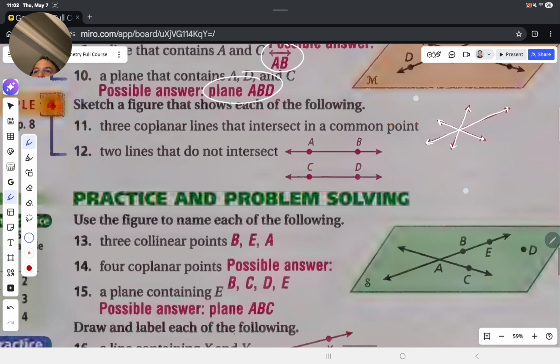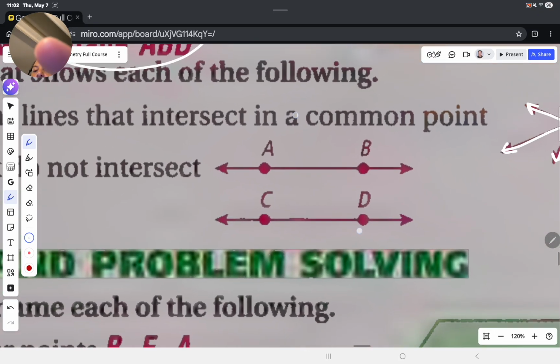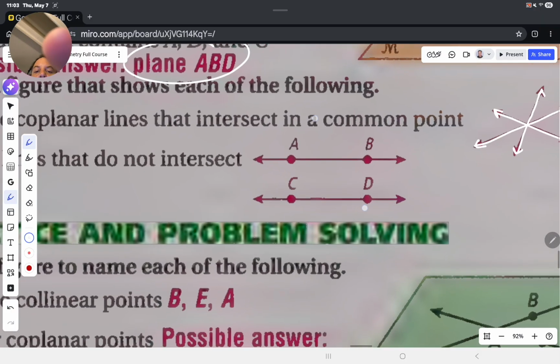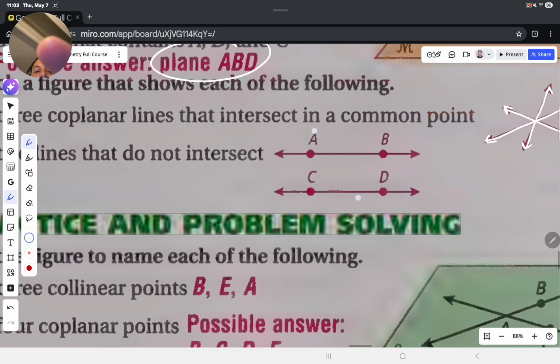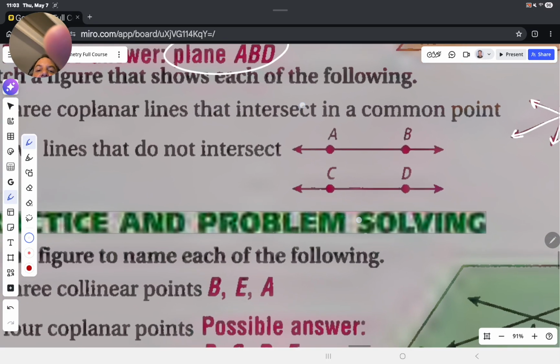All right, now let's take a look at number 12, 2 lines that do not intersect. So on our piece of paper, we want to draw them parallel to each other. They don't have to be perfectly parallel, but they must never intersect. So on a piece of paper or 2-dimensional flat piece of paper, it's easy just to go ahead and try to write them as parallel as possible. So we have a straight horizontal line. That will be line AB.